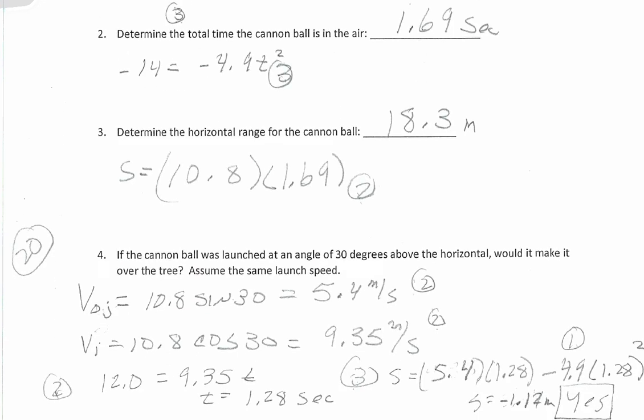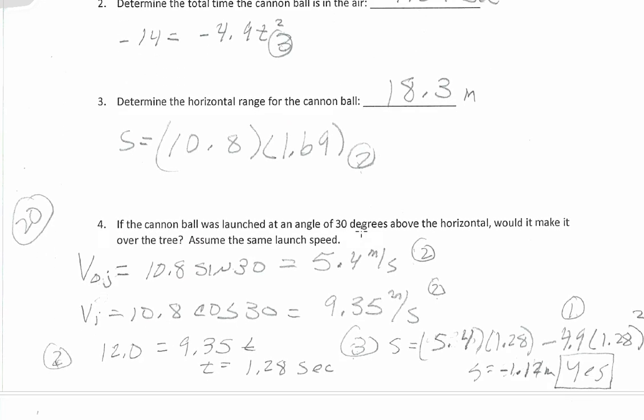Next question. If the cannonball was launched at an angle now 30 degrees above the horizontal, so that means it's going to get launched this way, from the top, would it make it over the tree? Assume the same launch speed. So now I have to break things into i and j. My initial j velocity would be 10.8 sine 30, which is 5.4 meters per second. My initial i is 10.8 cosine 30, or 9.35.